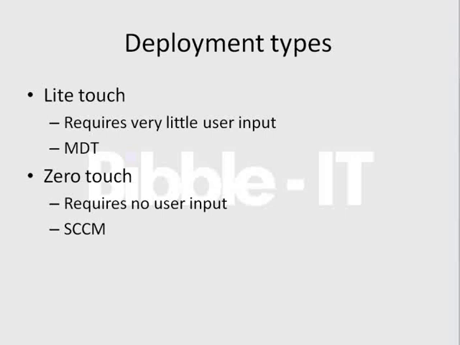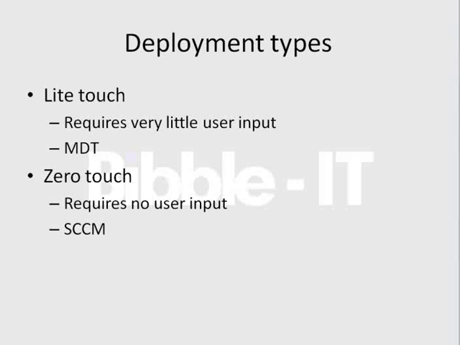The differences between them: in a light touch deployment, the admin or the user who's doing the actual imaging will need to provide some information at a stage during the deployment. So you can't just set the thing away and come back and find it at your Windows desktop. With a zero touch, that's where you don't have to provide any information. Everything's in there as part of your task sequence, as part of your image deployment steps.